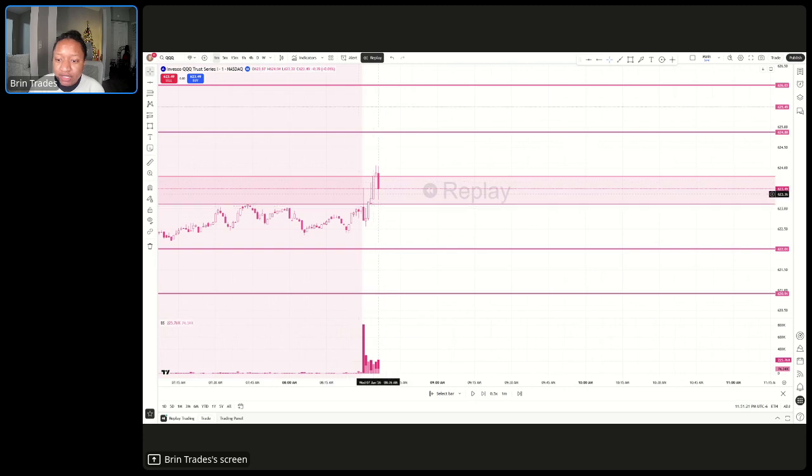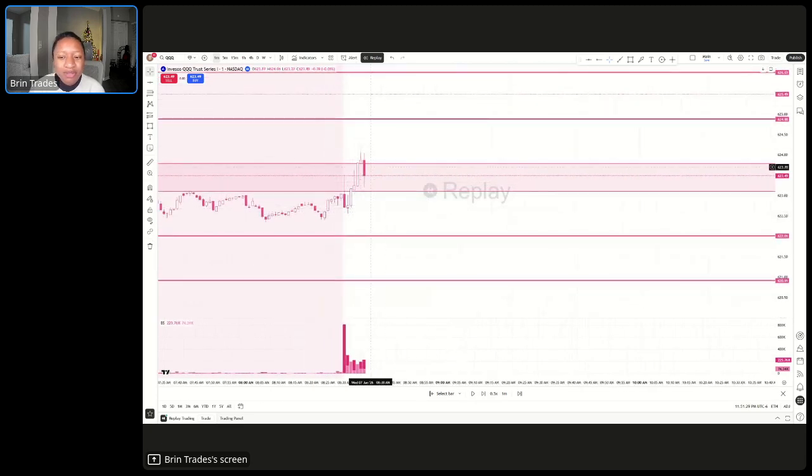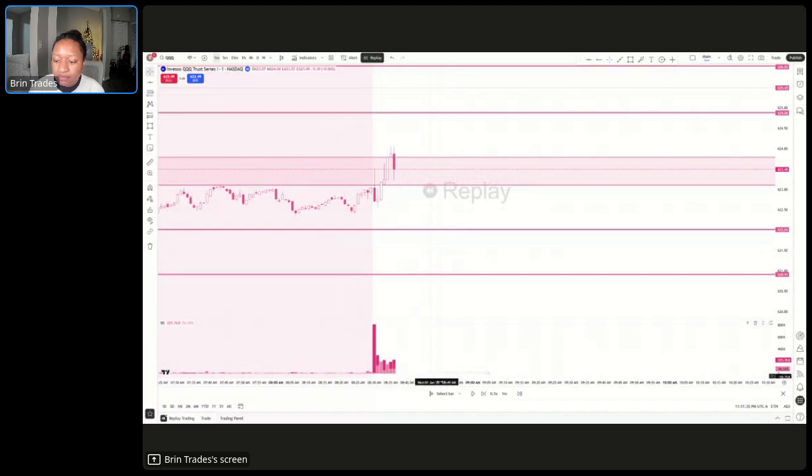And even though price filled this gap, there would be no reason for me to go in because first of all, I haven't seen a trend yet. And there is a lot of volume, but you see how you could easily get wicked out. See that wick? It's so volatile within those gaps.